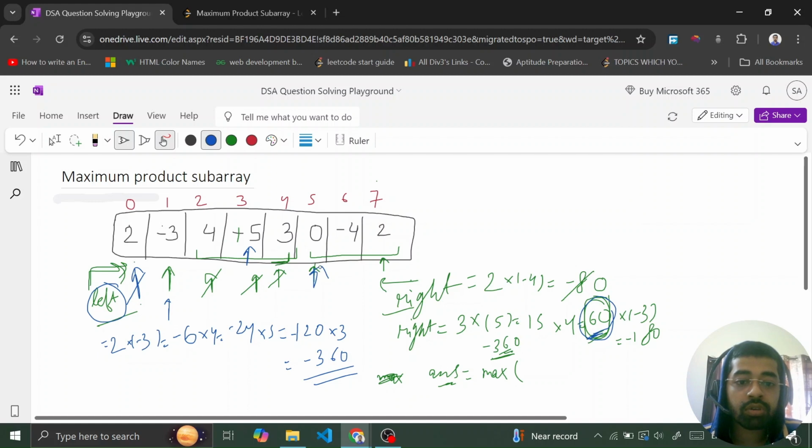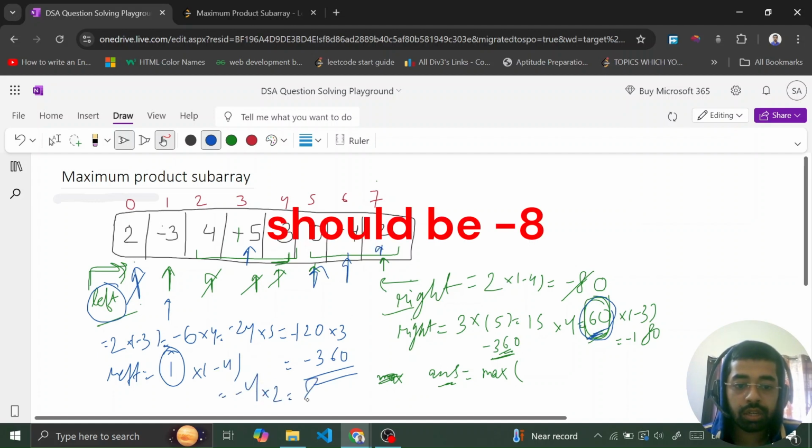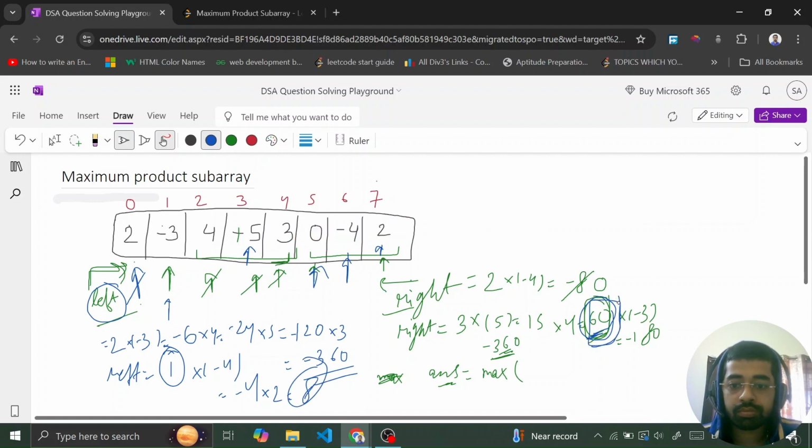So whenever we encounter a 0, we will make a fresh start from as 1. Like we will take the left as 1, and then we will multiply it from next element. So 1 into -4, we have -4. And then -4 into 2, we have 8. So till now we have 60 as the maximum only. At a certain point we have logged it, and that's the maximum product subarray.